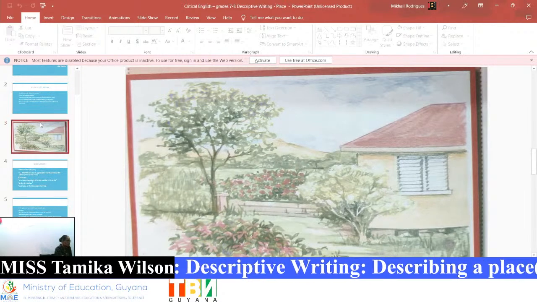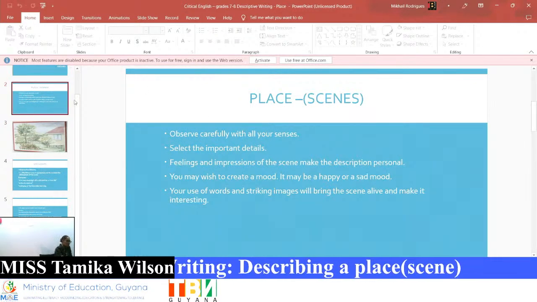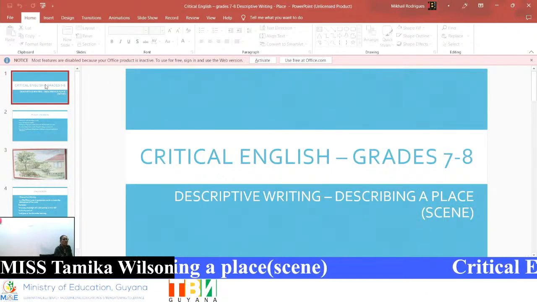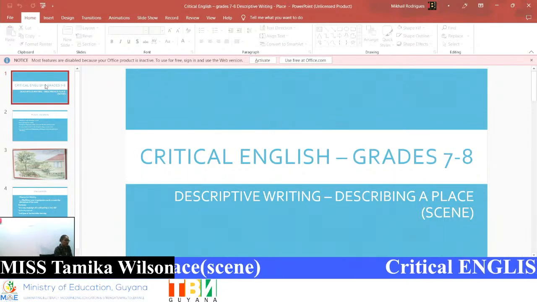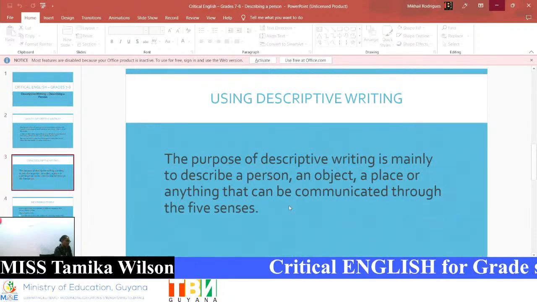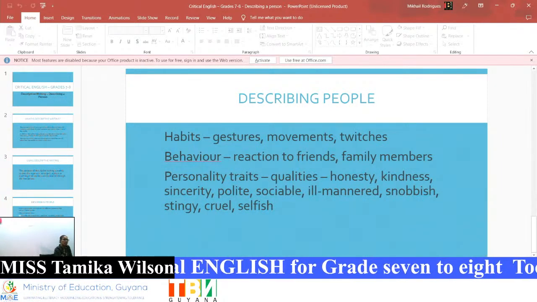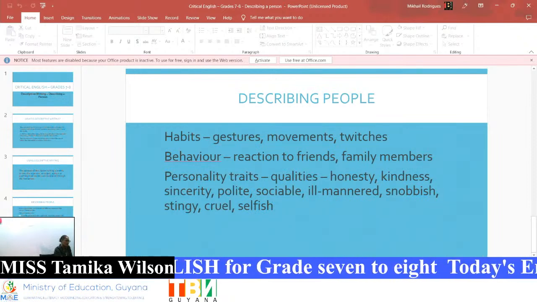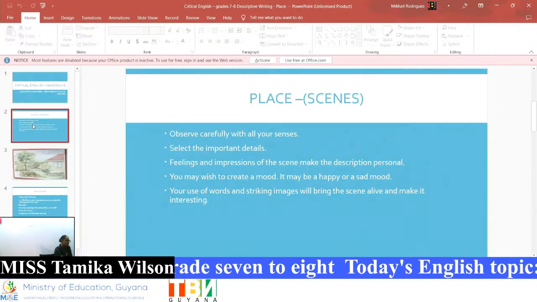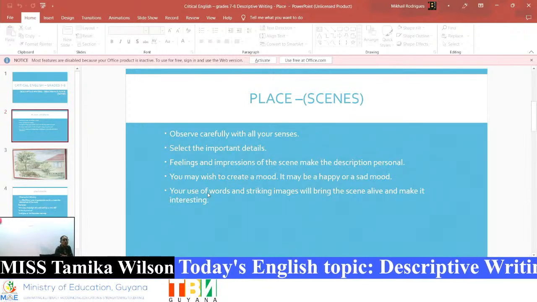All right. So what have we done? So today we've begun looking at describing. We are continuing, of course, the descriptive writing, and today we're looking at describing a scene. And unlike describing a person, right, where we look for physical appearance, habits, behaviors, and personality traits, in describing a place, we're paying attention to what? We're observing carefully with all of our senses because we want to record.